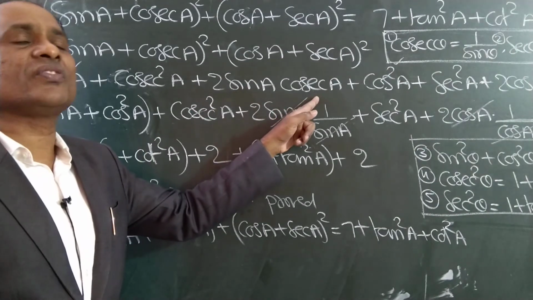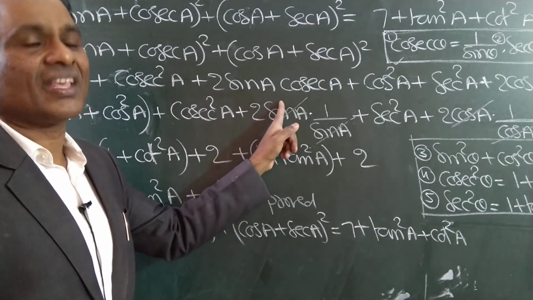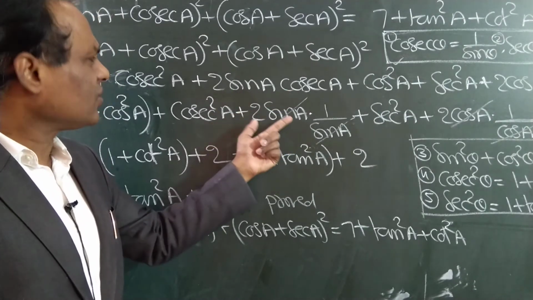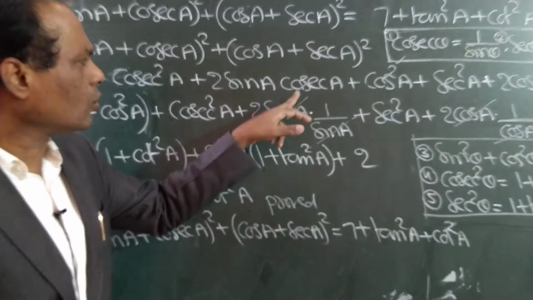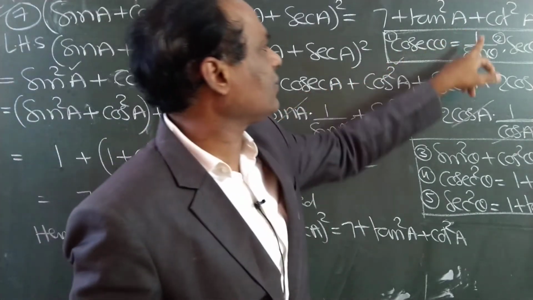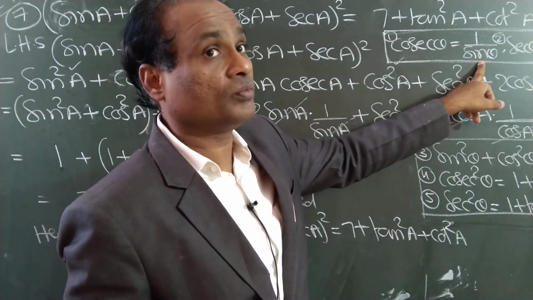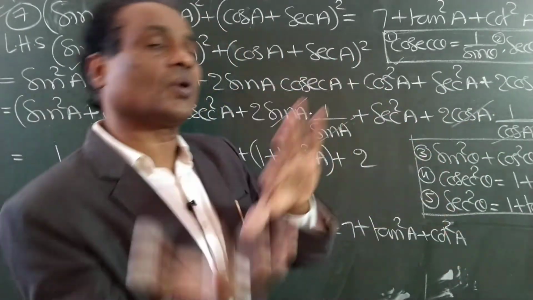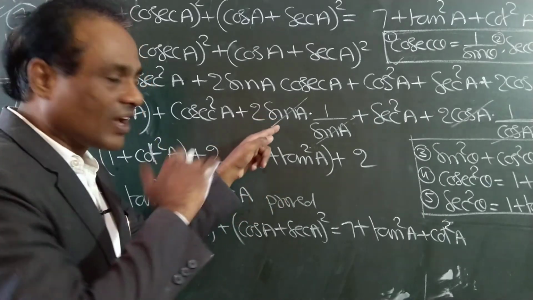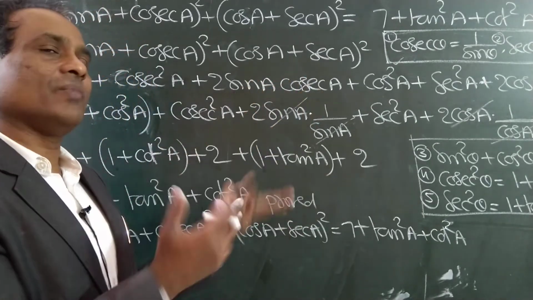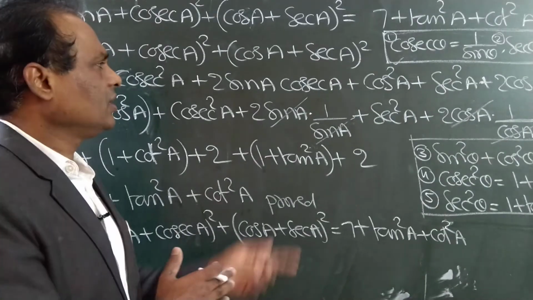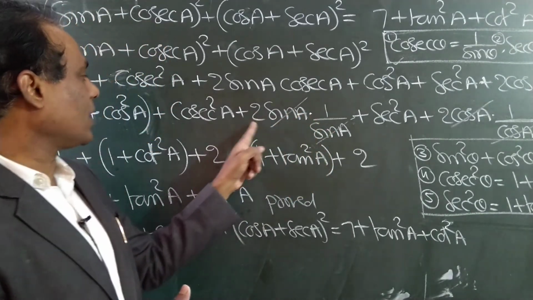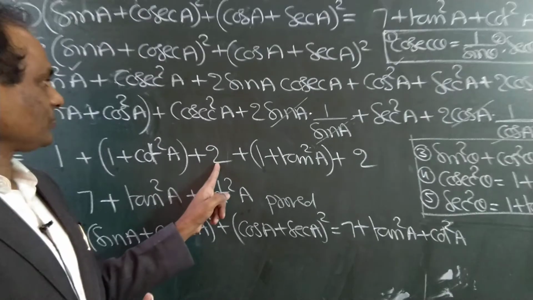Sin theta into cosec theta is directly 1. Directly we can write 1 here, or one more step I wrote. Cosecant is equal to 1 by sine. Sine and cosec are reciprocal to each other. Sine is equal to 1 by cosec, or cosec is equal to 1 by sine. Anyone you can use. Cosec is equal to 1 by sine I wrote, so that sine cancel, only 2 remains.